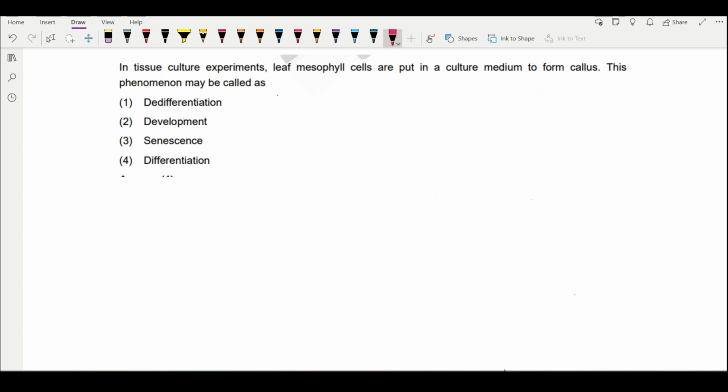Let us discuss a question asked in the NEET 2023 paper. Let's read the question. In tissue culture experiments, leaf mesophyll cells are put in a culture medium to form callus. This phenomenon may be called as dedifferentiation, development, senescence, differentiation. Before solving the question, let's understand the question.